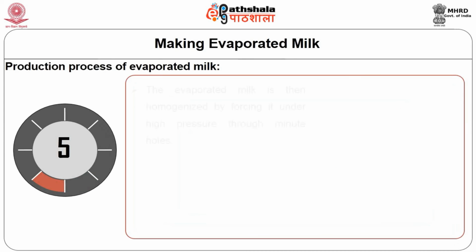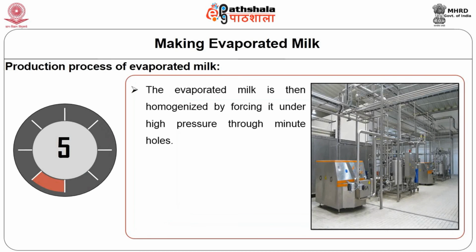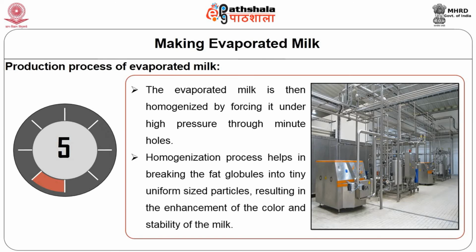The evaporated milk is then homogenized by forcing it under high pressure through minute holes. Homogenization process helps in breaking the fat globules into tiny uniform size particles, resulting in the enhancement of color and stability of the milk.